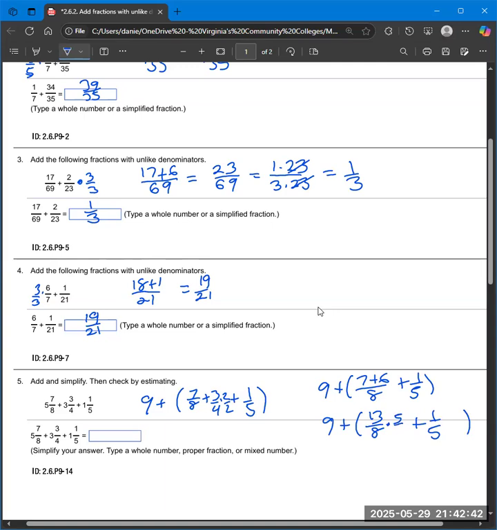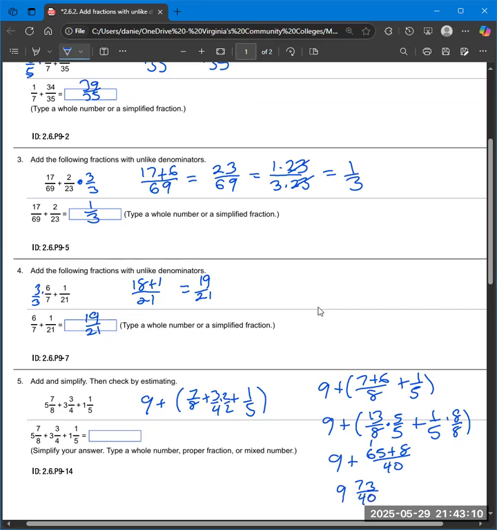So give myself some space. I'm going to multiply by 5 over 5 here, 8 over 8 here. We have 9 plus 5 times 13 is 65, plus 8 over, and then the denominator there is 40. So we have 9, and 8 plus 5 is 13. 6 plus 1 is 7 over 40.